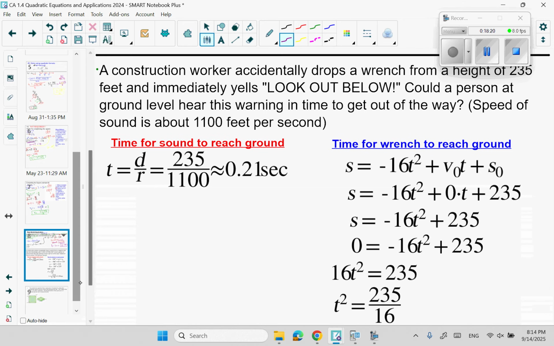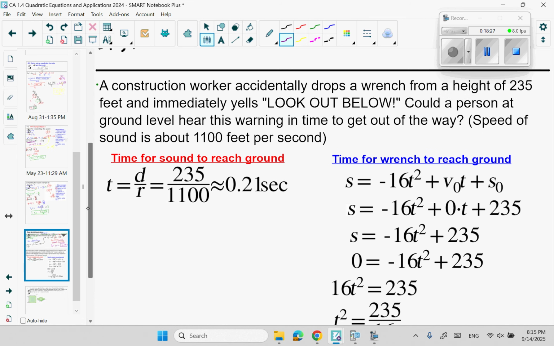Next one. A construction worker accidentally drops a wrench from a height of 235 feet and immediately yells, "Look out below!" Could a person at ground level hear this warning in order to get out of the way? Speed of sound is about 1,100 feet per second. So speed of sound, distance equals rate times time, solve for t.